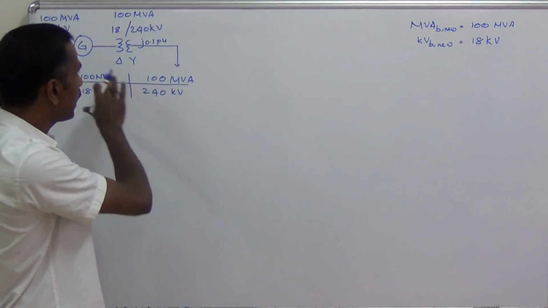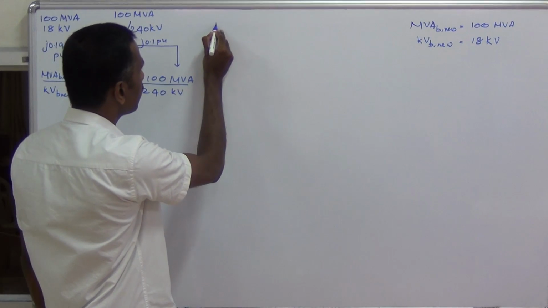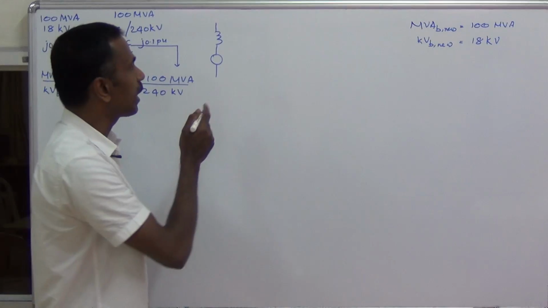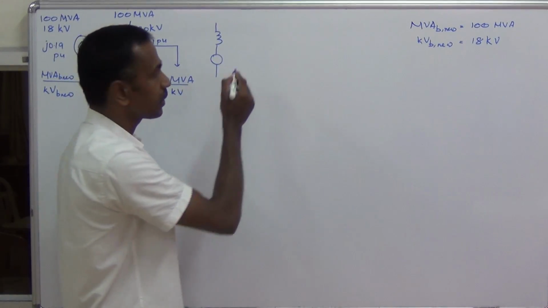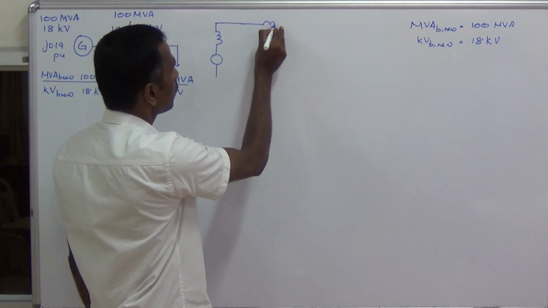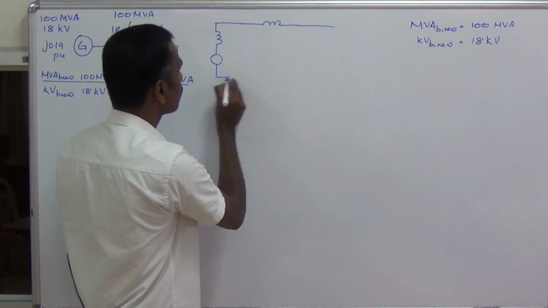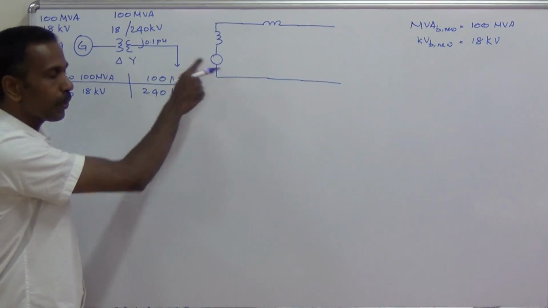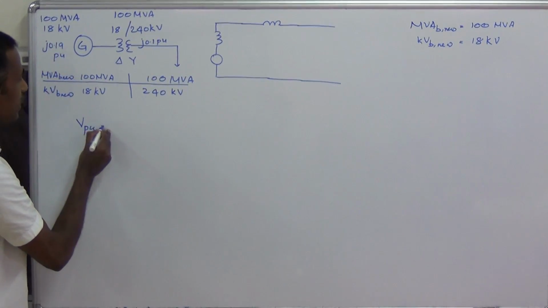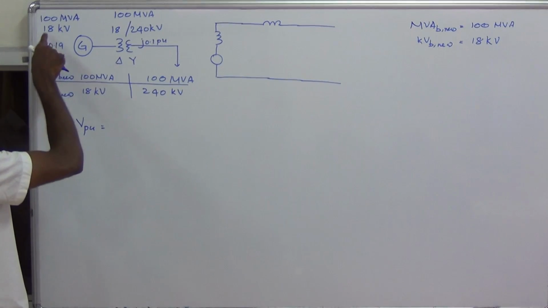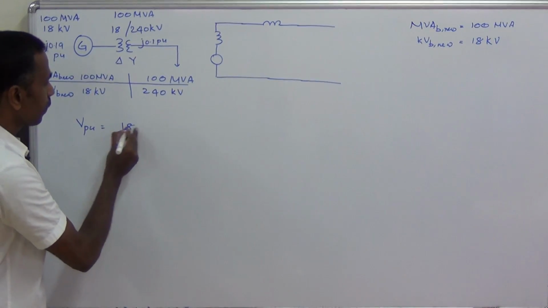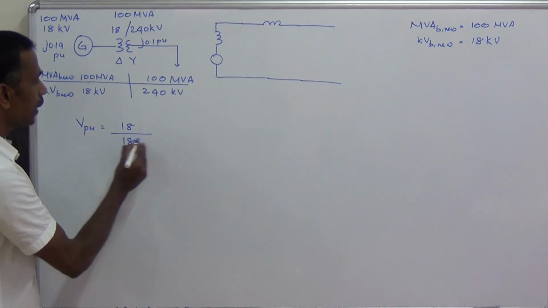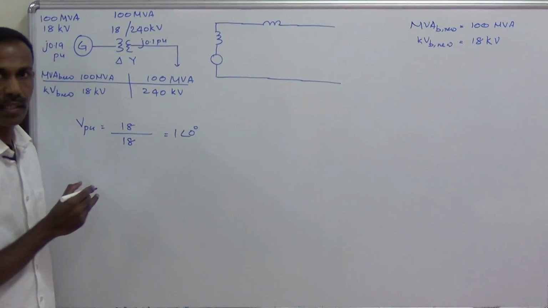Let me draw the reactance diagram of this power system. We have a generator. This is the reactance diagram of the generator, a voltage source and a reactance. Then the transformer. Now this voltage will be equal to the per unit voltage of the generator, which equals the actual voltage of the generator divided by the base kilovolt on the generator side. This is also 18. So this is 1 angle 0.